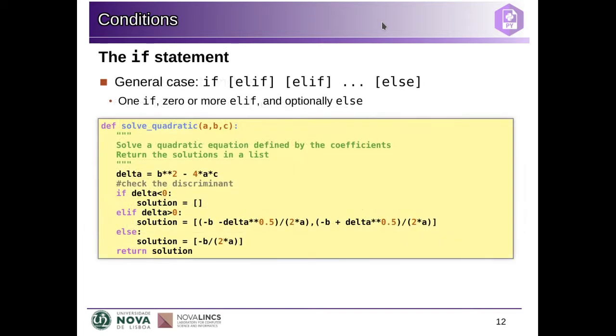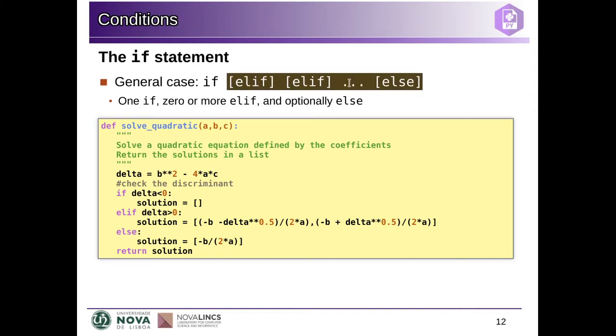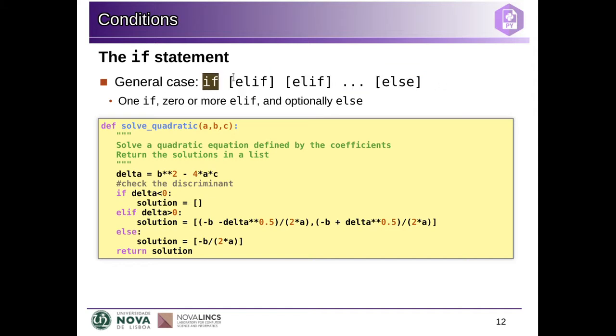The general case is to have the if, any number of elif. Elif is a contraction of else if, and then the else optionally. So all of these are optional. You can do an if statement with just if, and you can have a large number of elif if you want. So what this does is it checks the first condition for if.